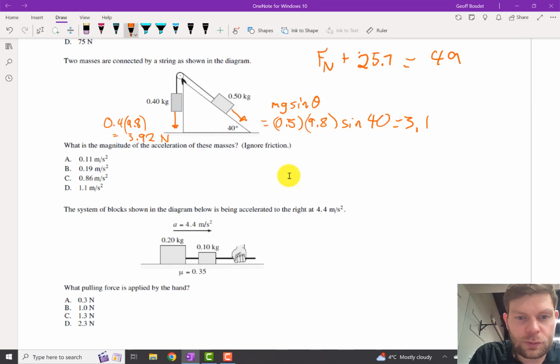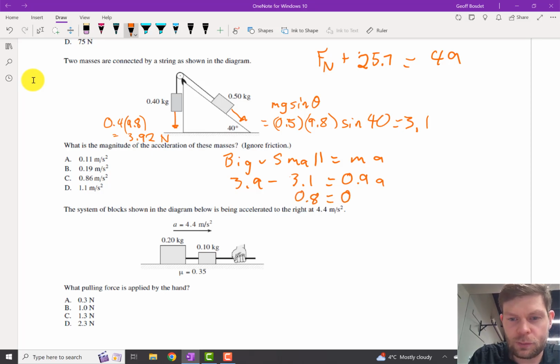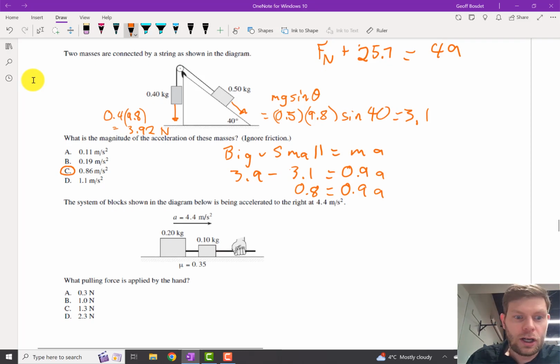So for the magnitude of acceleration, we're just going to do big minus small equals ma, the same way we always do if we got two forces fighting. So 3.9 minus 3.1 equals m. In this case, we're doing big minus small on the whole system, so we use the whole mass of 0.9 times a. So we've got about 0.8 equals 0.9 a. So it should be just under 1, or 0.86.